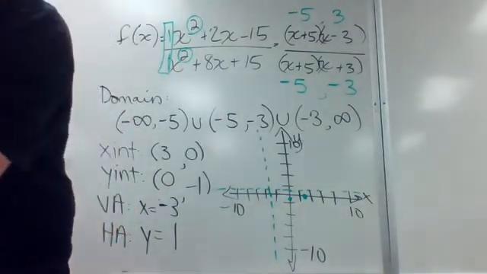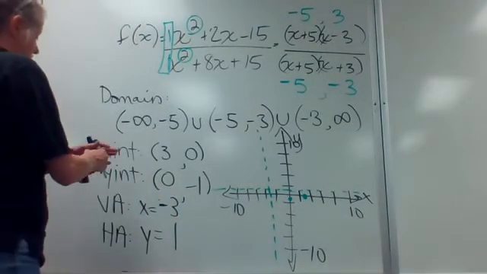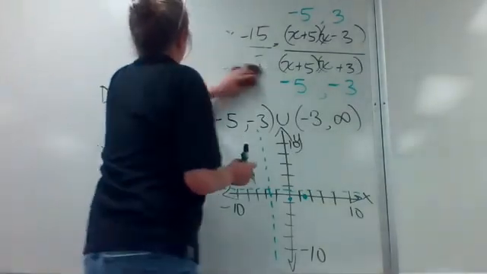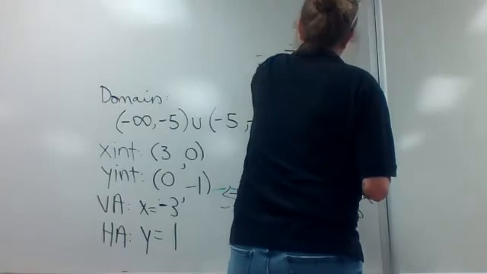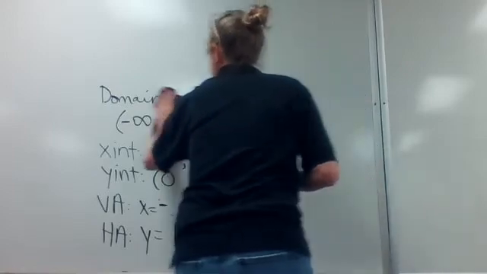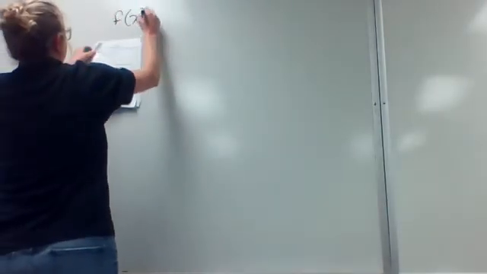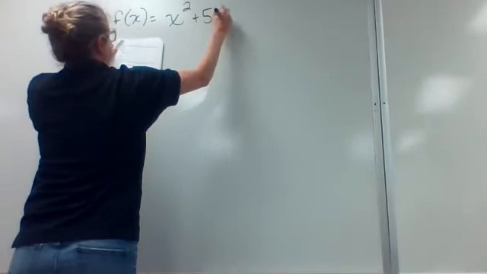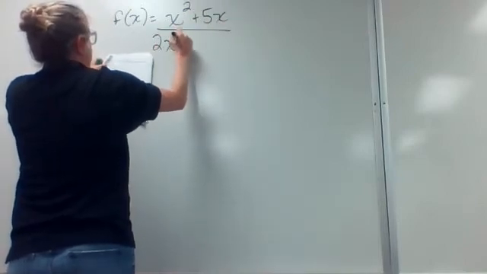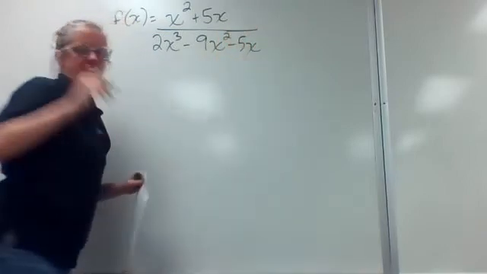23. It's another one that asks all the questions. This time the function is f of x equals x squared plus 5x over 2x cubed minus 9x squared minus 5x.